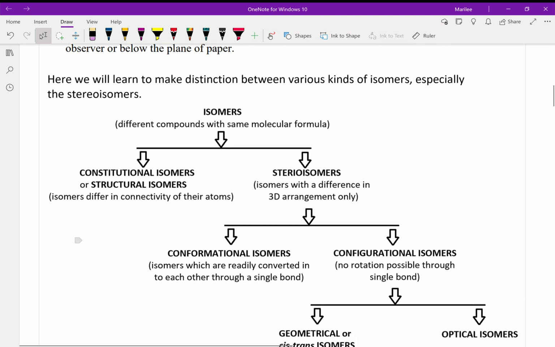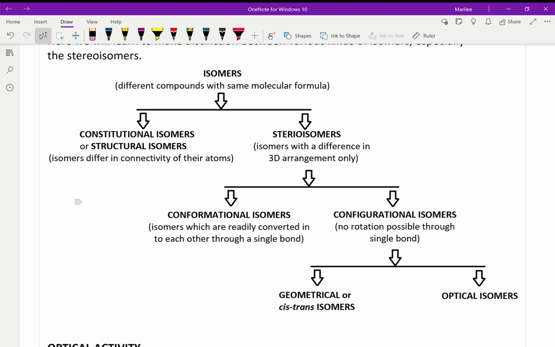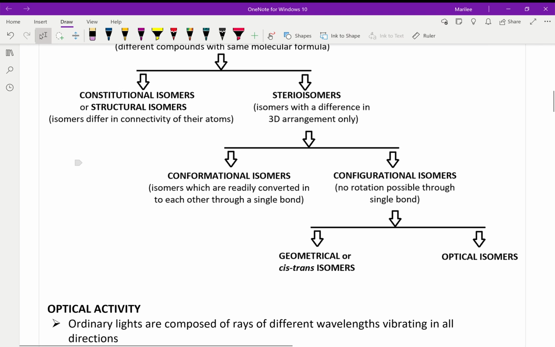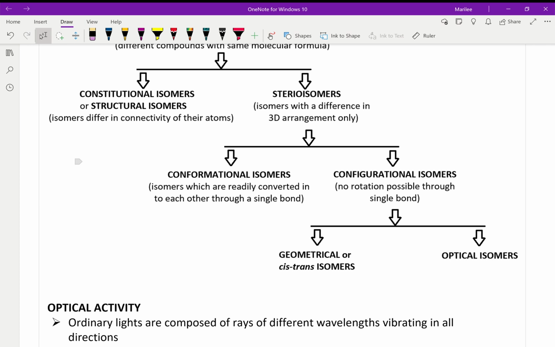Stereoisomers get broken down into two categories. We have the conformational isomers and the configurational isomers. The conformational isomers are isomers which are readily converted into each other through a single bond, and then configurational isomers have no rotation possible through a single bond. So they could have the double bonds present. Configurational isomers break down into two more categories. We have the geometrical or cis and trans isomers, and then we have our optical isomers.